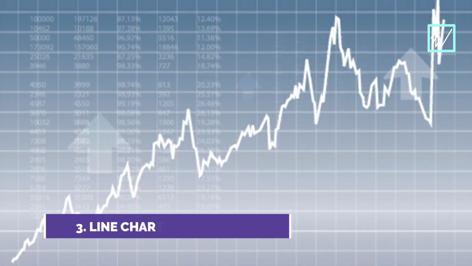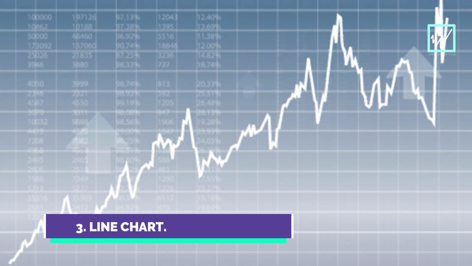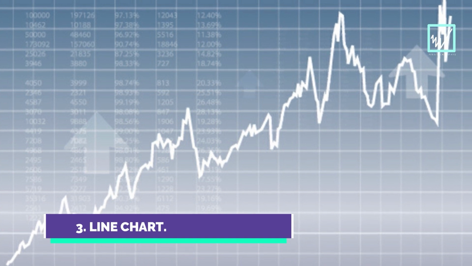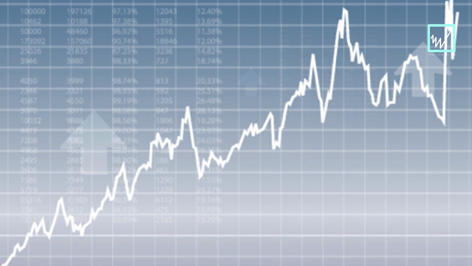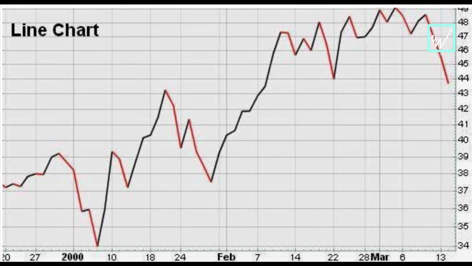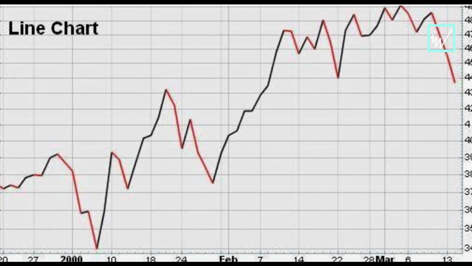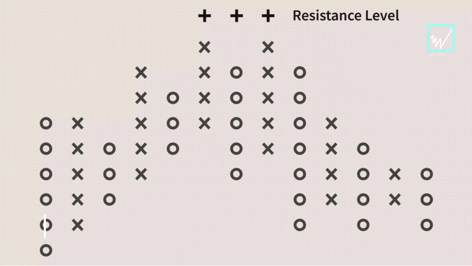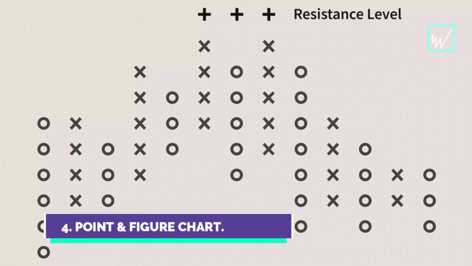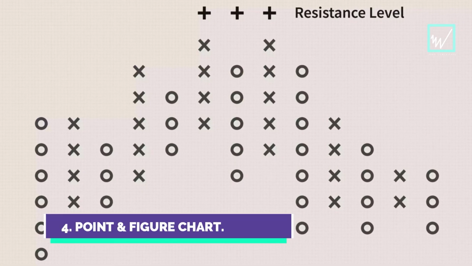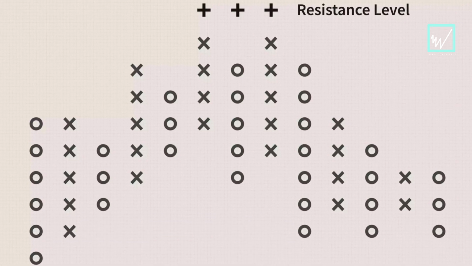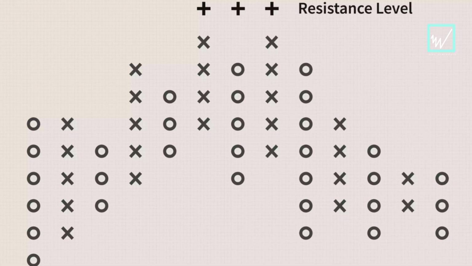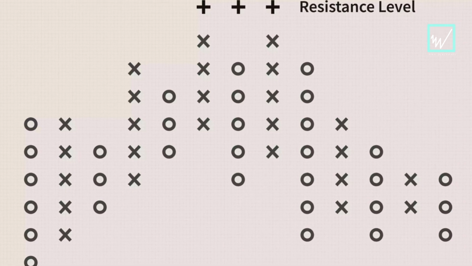3. Line chart. This is a simple line representing price movements and changes in the stock market. Unlike the bar and candlestick charts that show open and close prices, the line chart only shows closing prices that connect each closing day with the line. 4. Point and figure charts. This is a straightforward chart different from the others. The point and figure chart represents the upward change in market price with an X, while the downward changes in the market price are represented with an O.